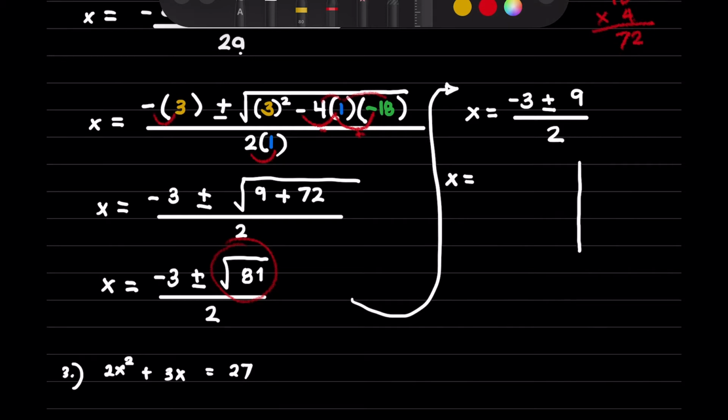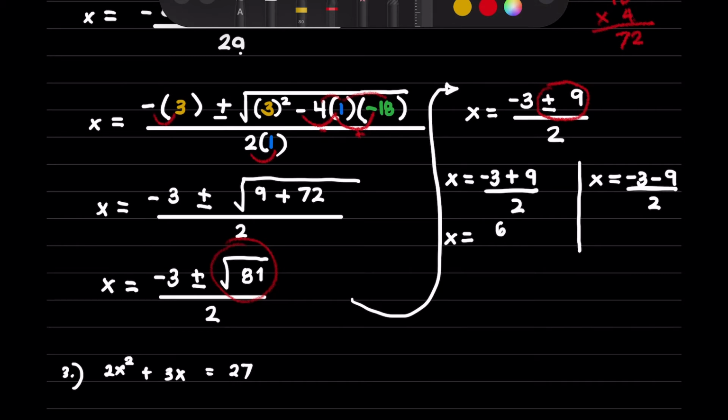X equals negative 3 plus 9 over 2. Kasi di ba dalawa yung sign ng 9, which is yung positive and negative. So, separate na natin siya. So, yung isa niyan sa kabila, x equals negative 3 minus 9 over 2. So, solve na natin. We have x equals negative at saka positive. So, dito, dahil alike sign sila, magsasubtract tayo. So, 9 at saka 3, subtract mo, that is 6.